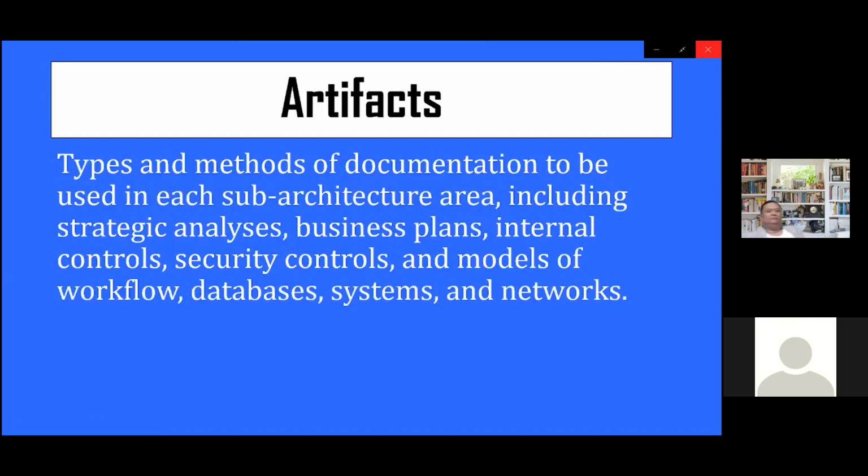Next is the artifacts. When we say artifacts, it's the types and methods of documentation to be used in each sub-architecture area, including strategic analysis, business plans, internal controls, security controls, and models of workflow, databases, systems, and networks. So that's basically all the tangible things that we need in an enterprise architecture.